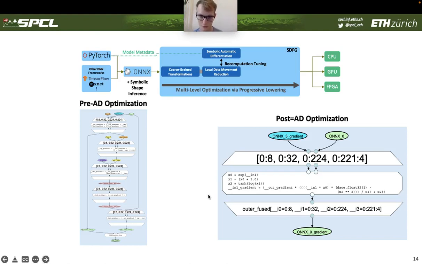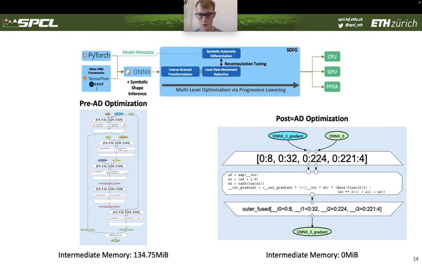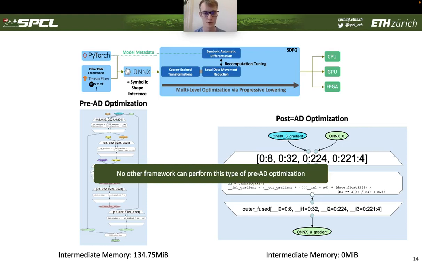So this is the backward pass that is generally like that. And we can see that in terms of intermediate memory and in terms of data movement, this is actually optimal. Here, this uses on the order of hundreds of megabytes of intermediate memory, and here we're using none at all. And we'll see later on in the evaluation that other frameworks actually fail to perform this optimization because no other framework can actually do automatic differentiation on a lowered representation. They all do this operator-level AD, which has impacts on performance as well.